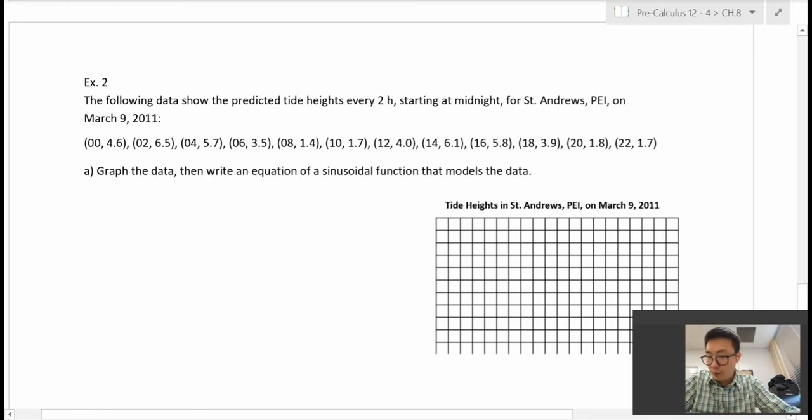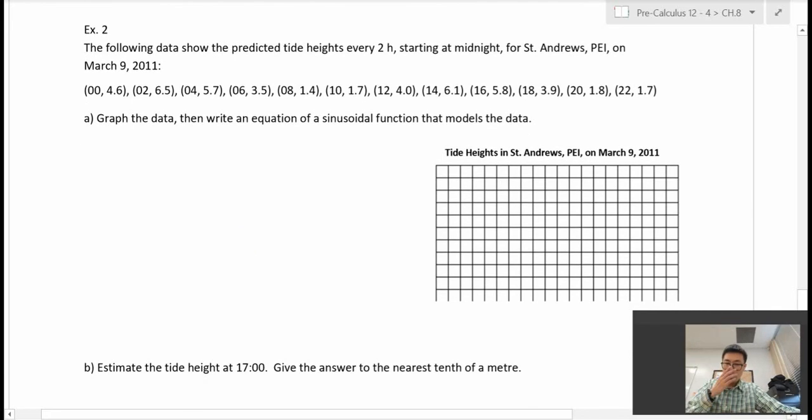So 00, obviously that's 12 o'clock midnight. Okay, 00, 4.6, that's the height, 4.6 meters. And then at 2 o'clock in the morning, 6.5, and so on. Part A says graph the data and then write the equation of a sinusoidal function that models the data. Okay, so what we're going to do is sketch first. All right, so how many boxes? 1, 2, 3, 4, 5. Oh, we should have enough. Do I have 24? I don't know. Okay, fine, I'll do it like this.